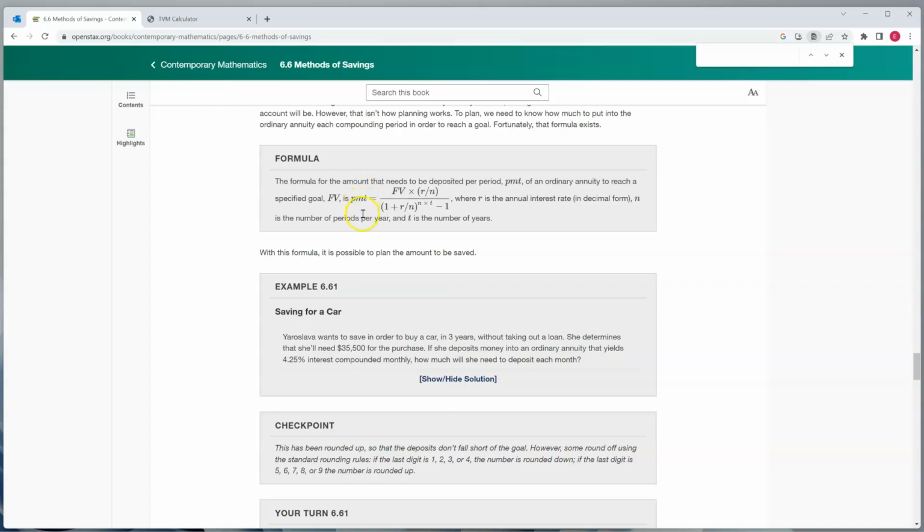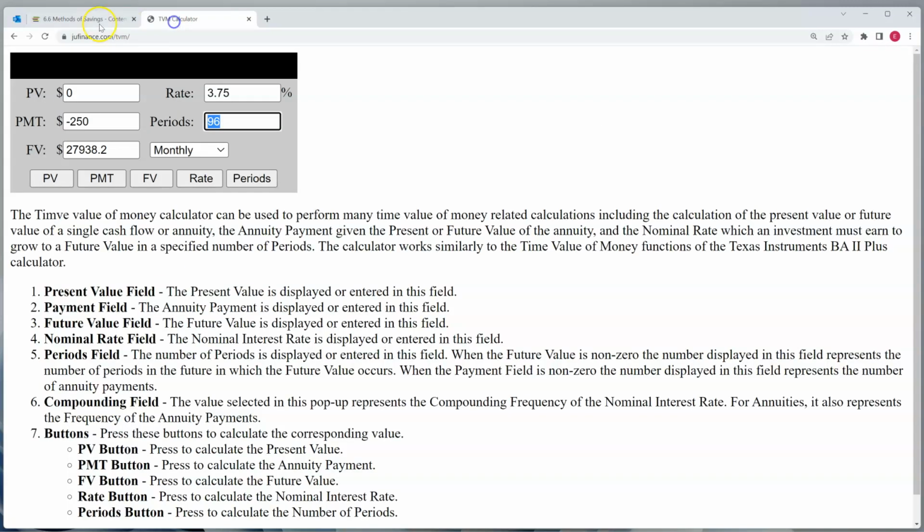There, of course, is a formula for payments. It's right here on the screen. That's the formula for payments. But we can do this with the TVM calculator. Oops, I don't want to show that just yet. So we start with this amount. This is actually the future value, because this is what Yaroslava wants to have after 3 years.